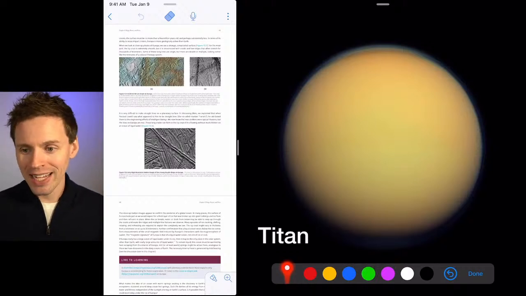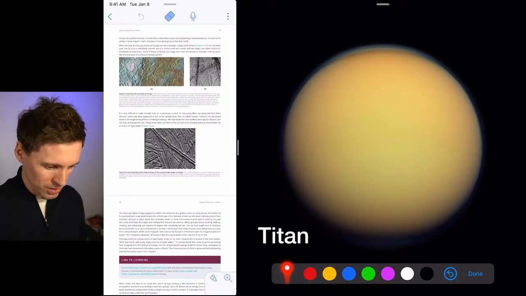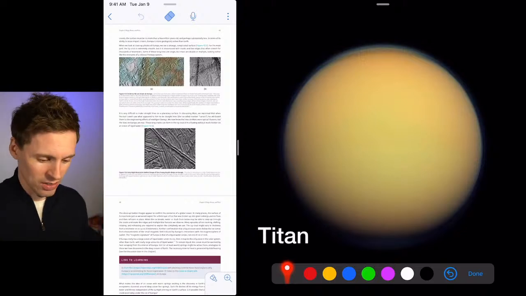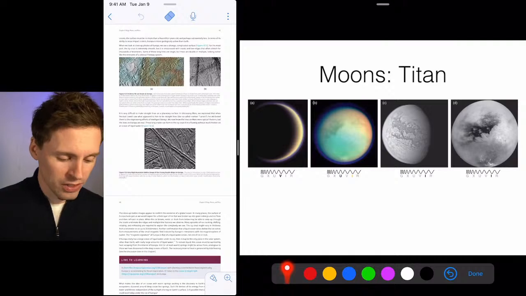Look at this moon. You can't see the surface of it. It's covered in a thick cloud. Isn't that cool? I mean, how cool is this? All these planets, moons, everything, all these diverse ecologies. So this is the surface of Titan here.